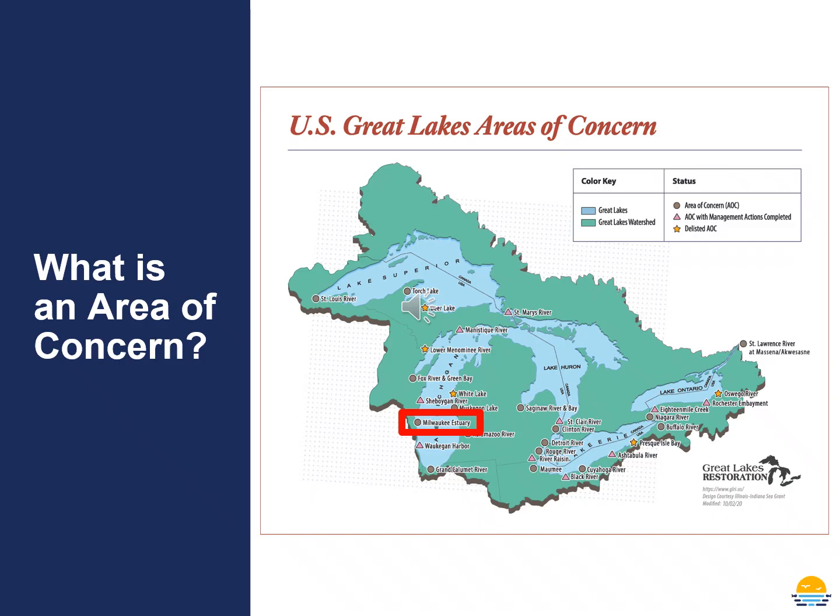The Area of Concern program comes out of an international agreement between the United States and Canada, in which each country agreed to identify and then clean up some of the most environmentally degraded areas around the Great Lakes. And of course, the Milwaukee Estuary is one of those sites.